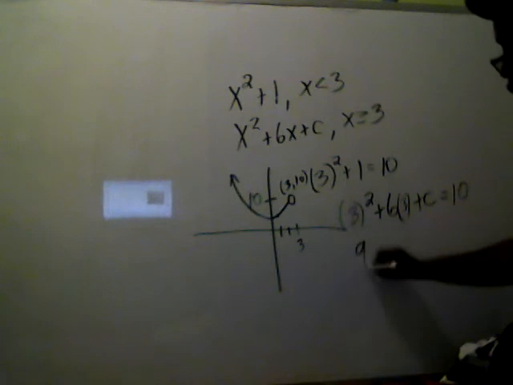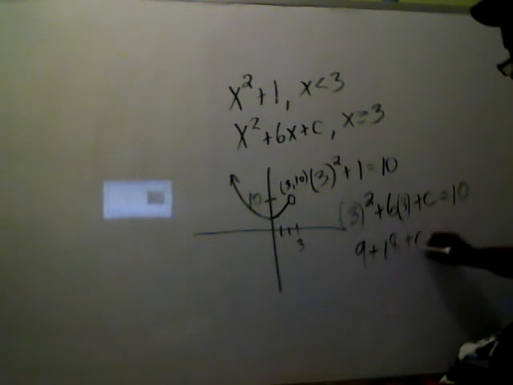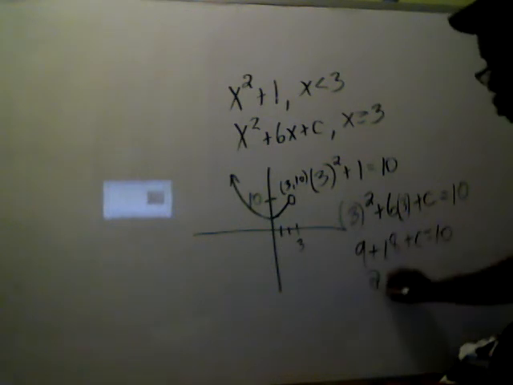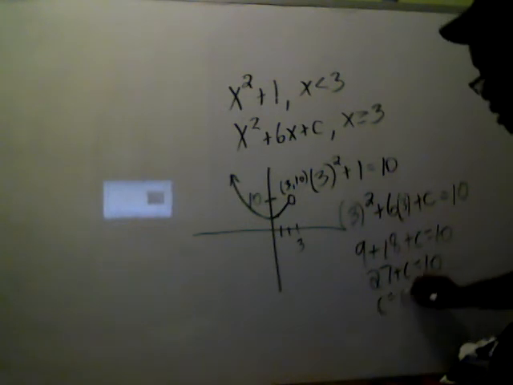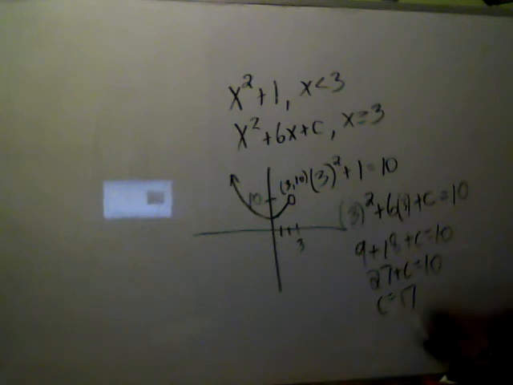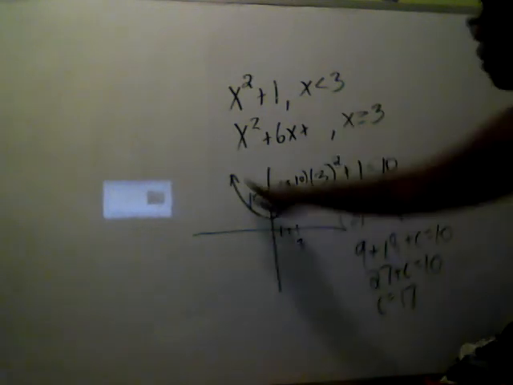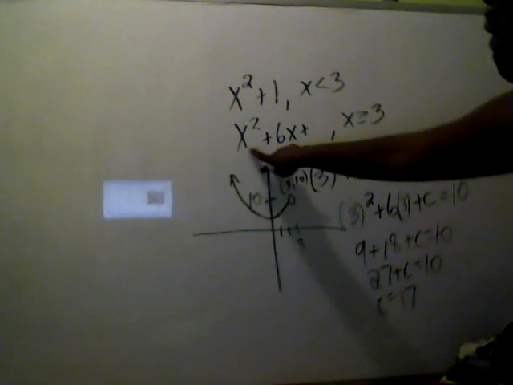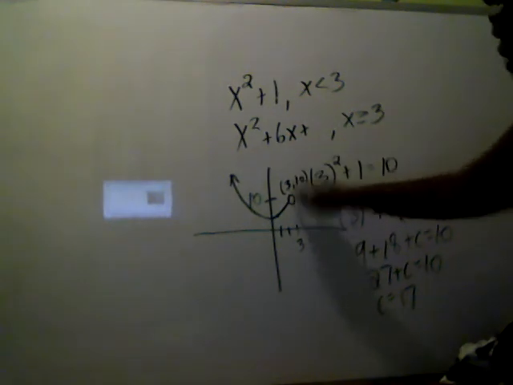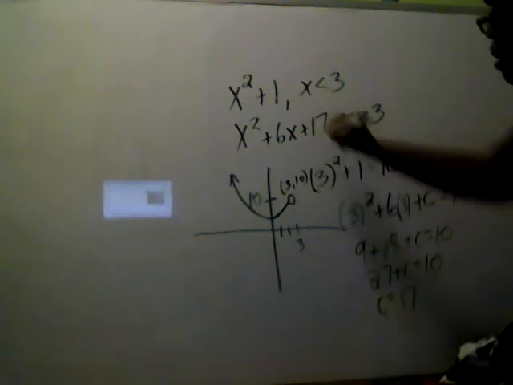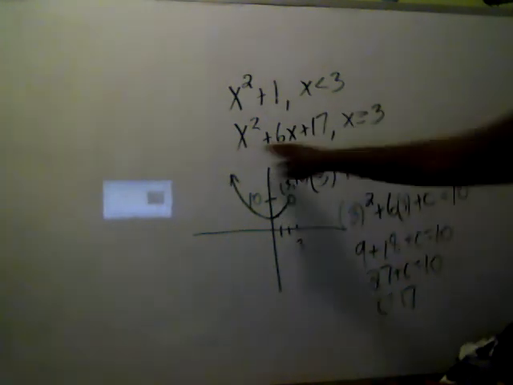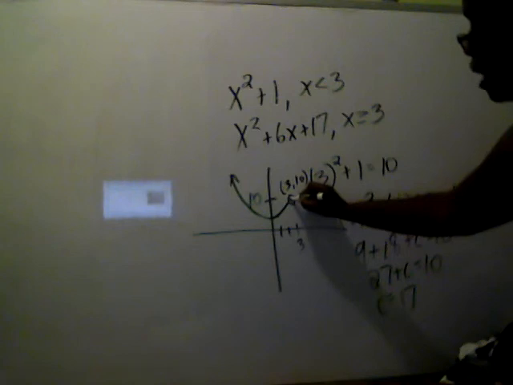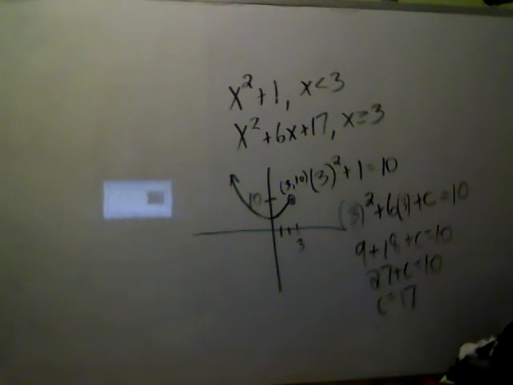Okay, so we get 9 plus 18 plus c equals 10. So 27 plus c equals 10. We subtract, c would have to be 17. So that means that in order for this equation to pick up exactly where that one left off, this has to be 17. So that when we plug in 3, we get 10, which is this equation here. When we plug in 3 to this, we'd get 10, which would put us right here.